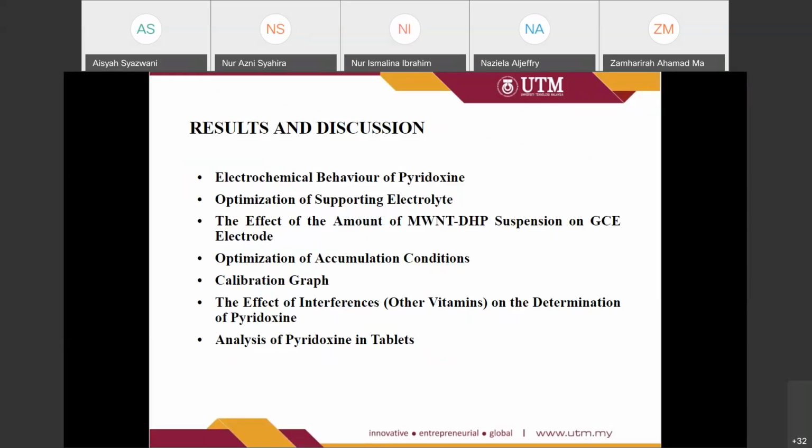Okay, now we go into the result and discussion. For the result and discussion, we will be covering 7 parts, which are electrochemical behavior of pyridoxine, optimization of supporting electrolyte, effect of the amount of multi-wall carbon nanotube DHP suspension on the GCE electrode, optimization of accumulation conditions, calibration graph, the effect of interferences on the determination of pyridoxine, and lastly, analysis of pyridoxine in tablets.